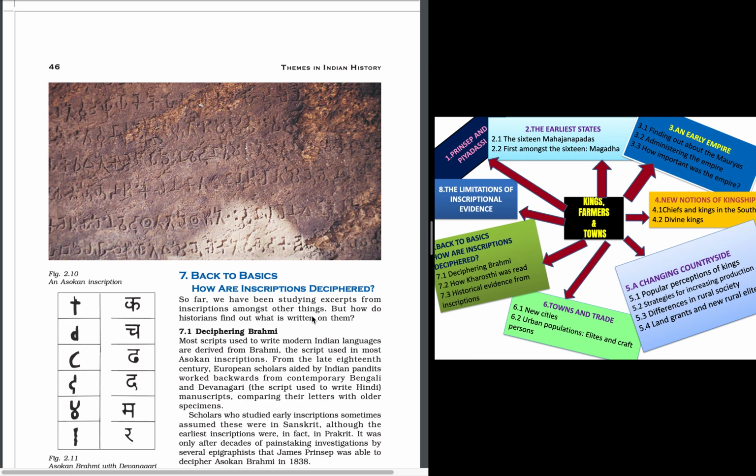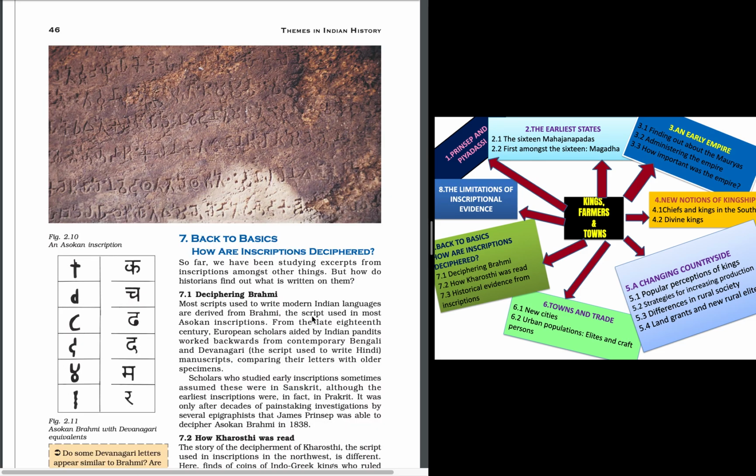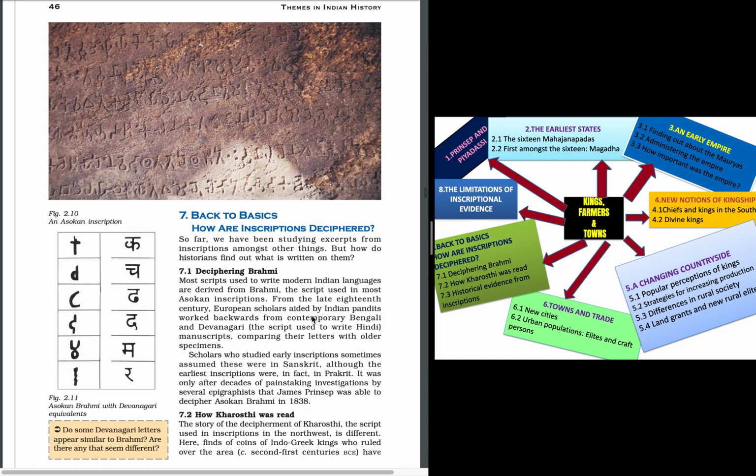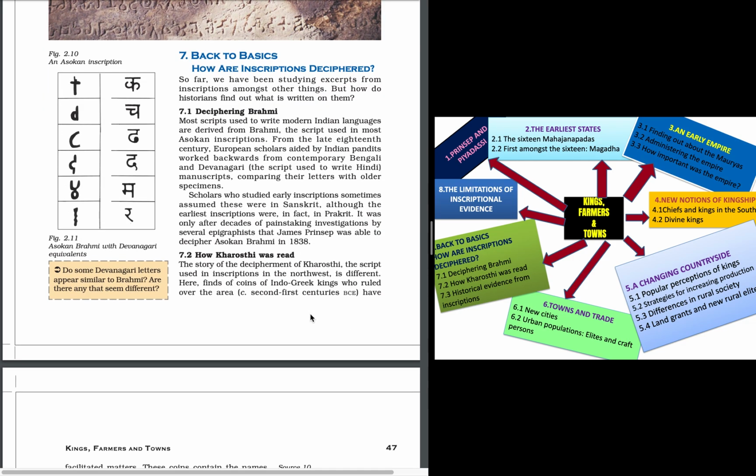Then we come back to the basics: how are inscriptions deciphered? There was no paper as such, so stones or hard material were there, on which people used to write about the social structure, the political structure, the administration and all. These inscriptions are the main source of knowing about that particular time. But of course, there is the problem of deciphering different scripts.